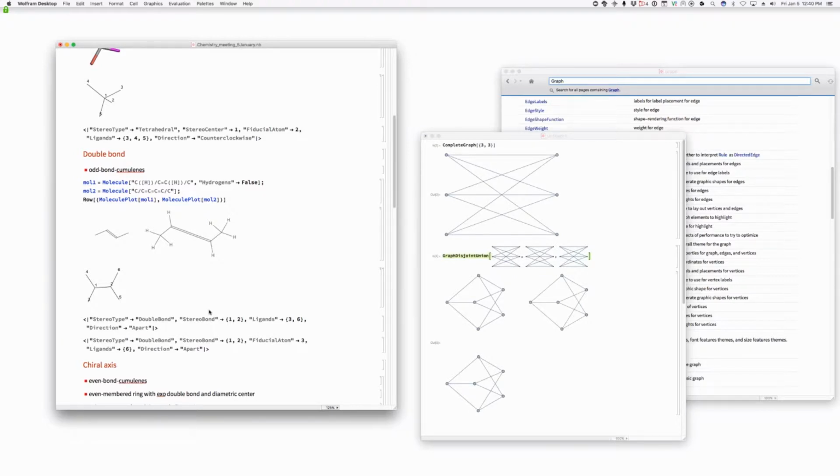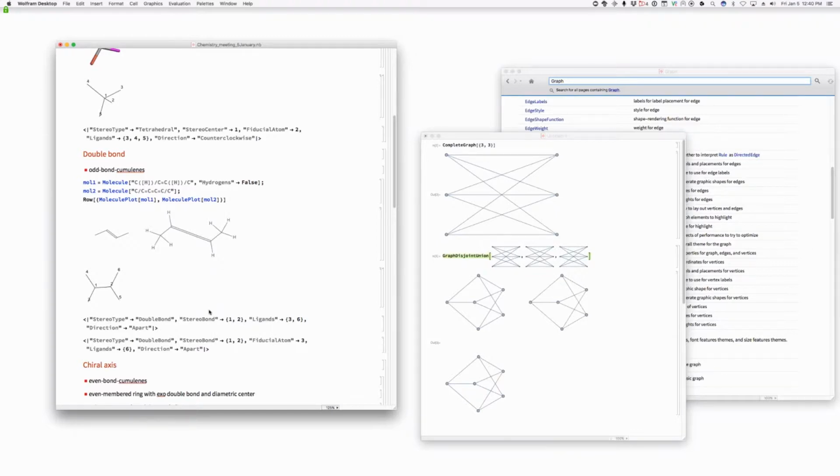the stereotype is now double bond instead of stereocenter. We have to specify the two atoms that make up the bond, and then the two ligands that are attached that are either going to be apart or together across that bond. So wait a minute, is this what's usually called cis versus trans? Exactly. Well, why aren't we using those names?